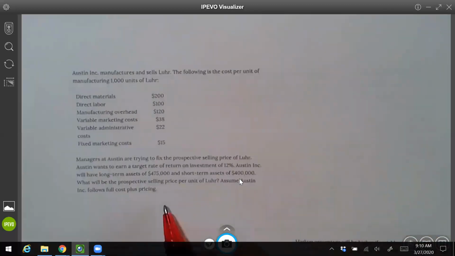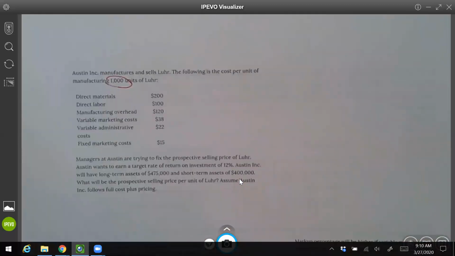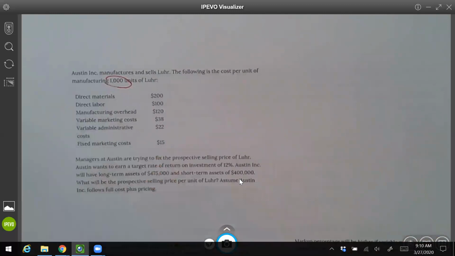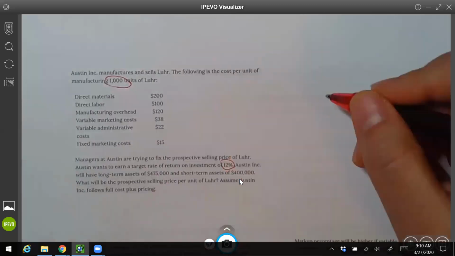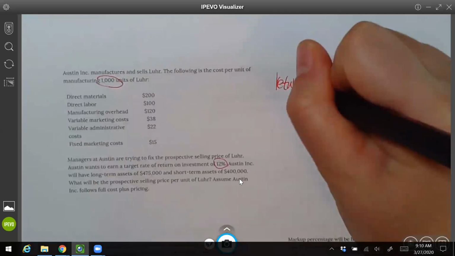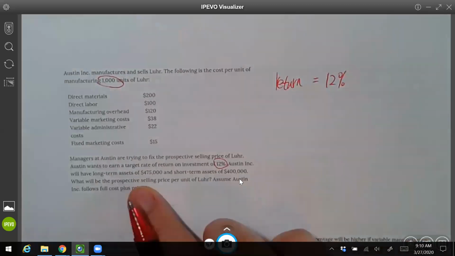You are thinking about 1,000 units. This one is a good one. I also think it's a good question. You have all these, and you are trying to fix the selling price, wanting to earn a target rate. Okay, so we said our return rate, I'll put it here, to be 12%. I have long-term assets, short-term assets.